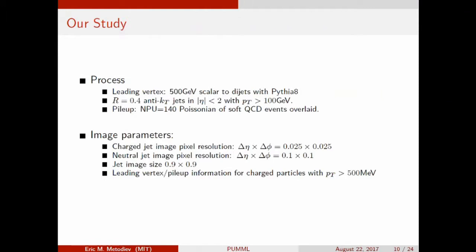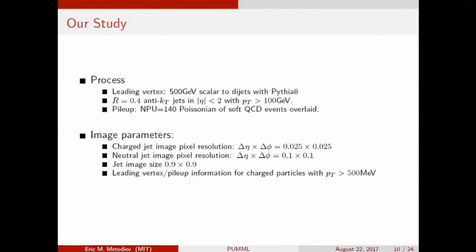So the process we used for this case study, we focused on jets, though I'll discuss how you can generalize this algorithm to the event level. What we did is we considered a 500 GeV scalar decaying to dijets, and for pileup, we layered on soft QCD events, distributed Poissonianly around 140, just as our pileup distribution.